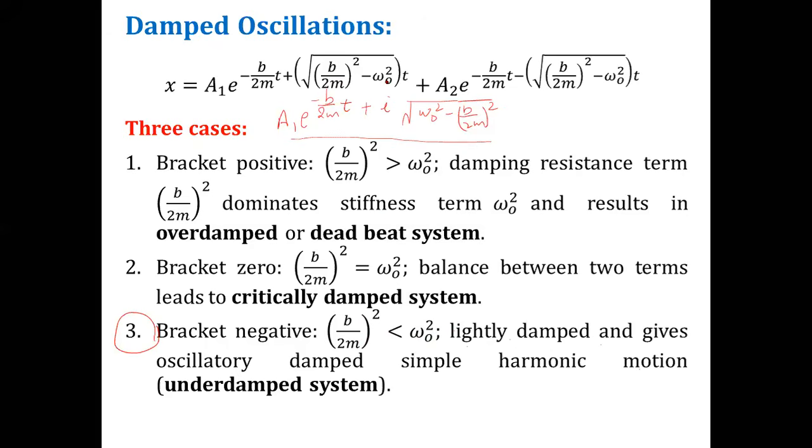To account for that negative, I reverse their order beforehand. I take out minus 1, and the square root of minus 1 gives iota, and here I reverse their order. And this would be further multiplied by time. Similarly, for A2 multiplied by e raised to power minus b upon 2m t minus iota times the square root of omega naught squared minus b upon 2m squared, multiplied by t.